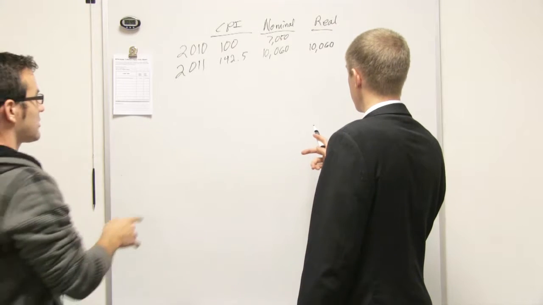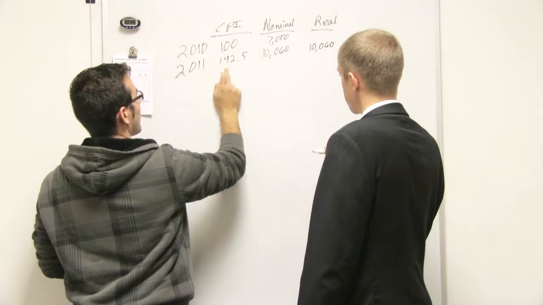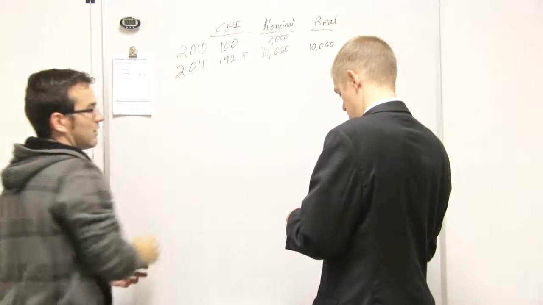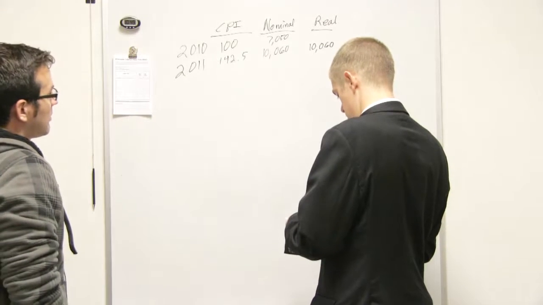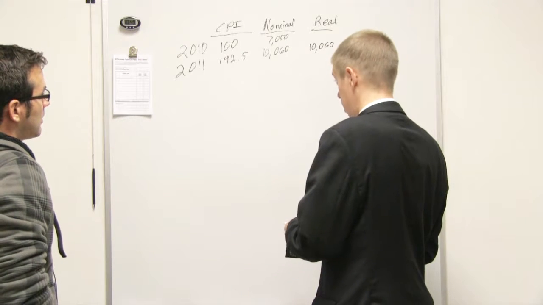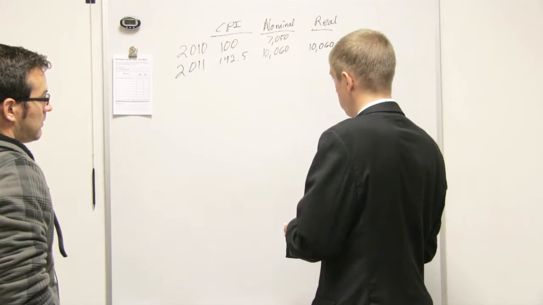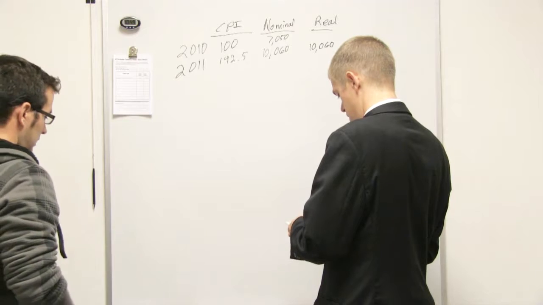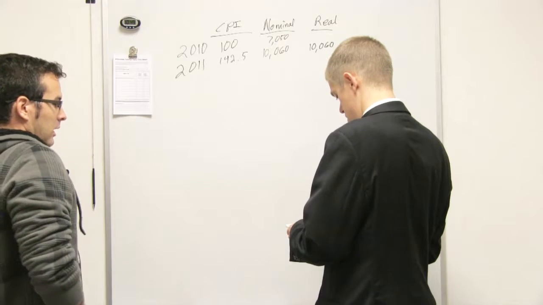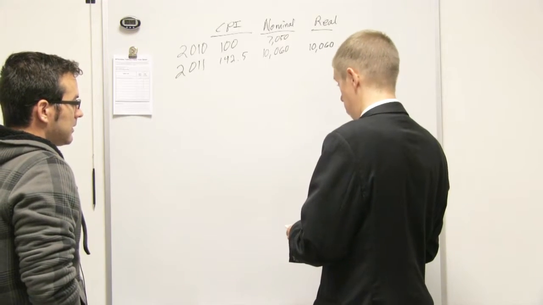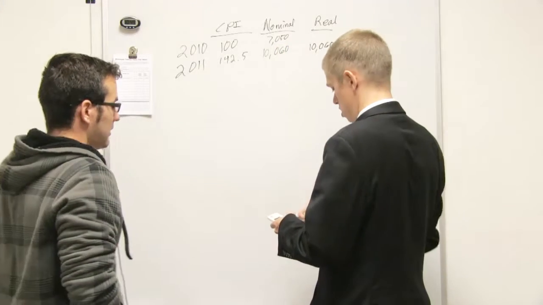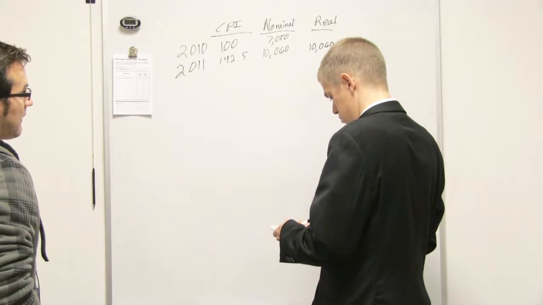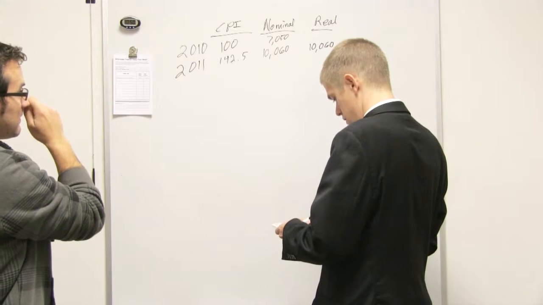Remember we took this CPI divided by that CPI, and then we times it by that price, to get it into our dollars today. So we take 142.5 divided by 100, divided by 100. And then we take that and multiply it by the first nominal, the base nominal, 7,050.